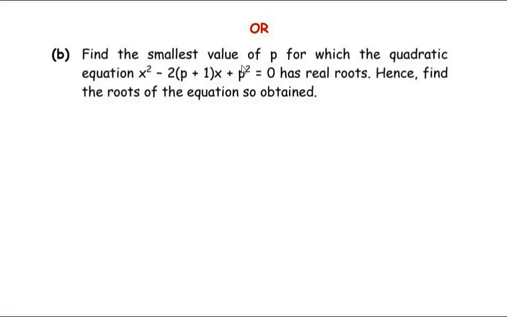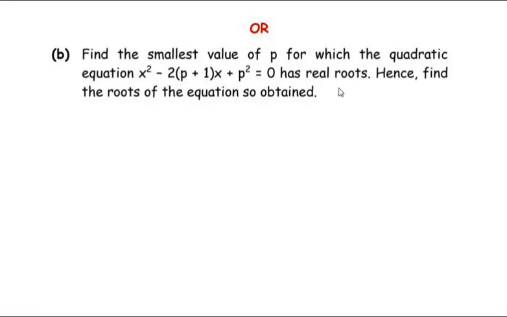Find the smallest value of P for which the quadratic equation x square minus 2 times P plus 1 times x plus P square equal to 0 has real roots. Hence find the roots of the equation so obtained. So here we have been given a quadratic equation in terms of P and it has been given that the nature of the roots of this quadratic equation is real.